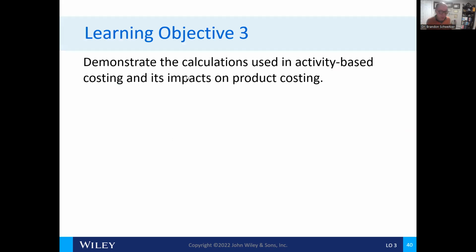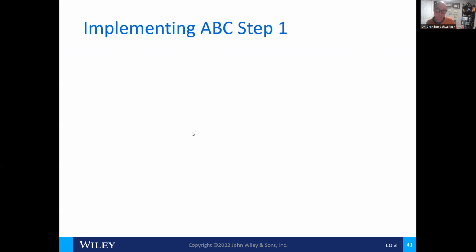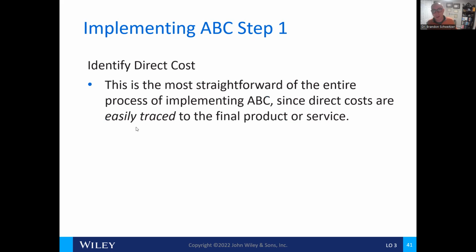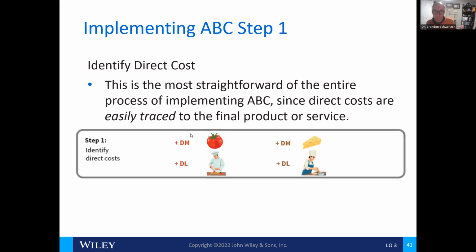So since we've gone through that exercise, it's important to understand the calculations being used in activity-based costing. So first, the implementation. What type of costs are associated with the implementation? First, we identify the direct labor costs, which of course is the most straightforward process in activity-based costing. So step one, identify direct labor costs, which would include direct materials and direct labor.